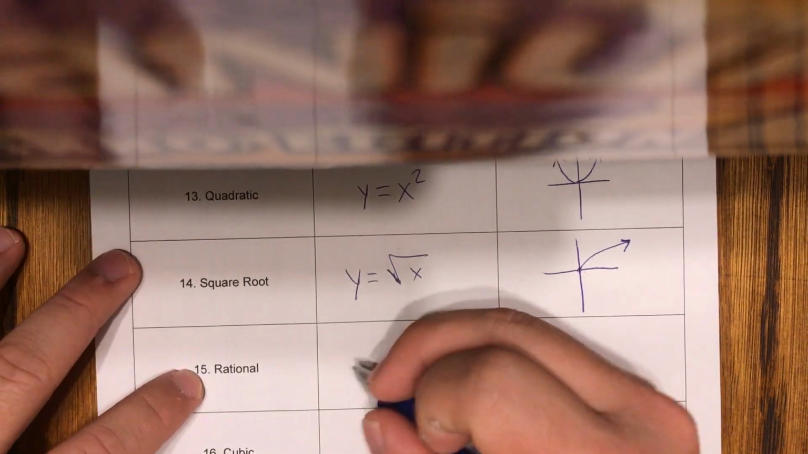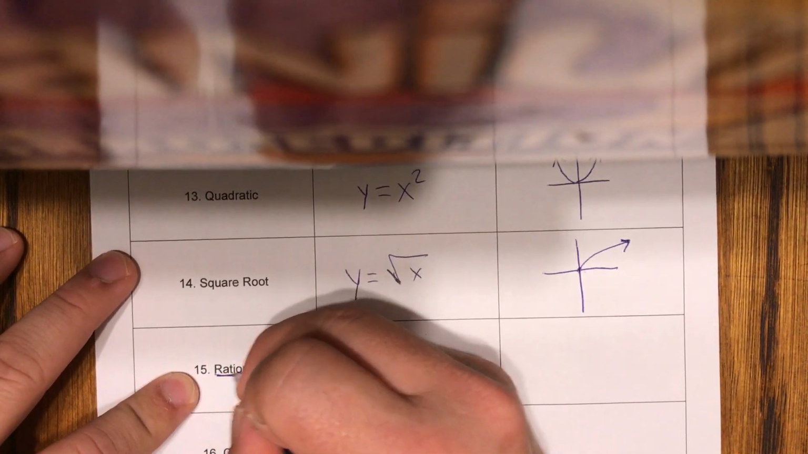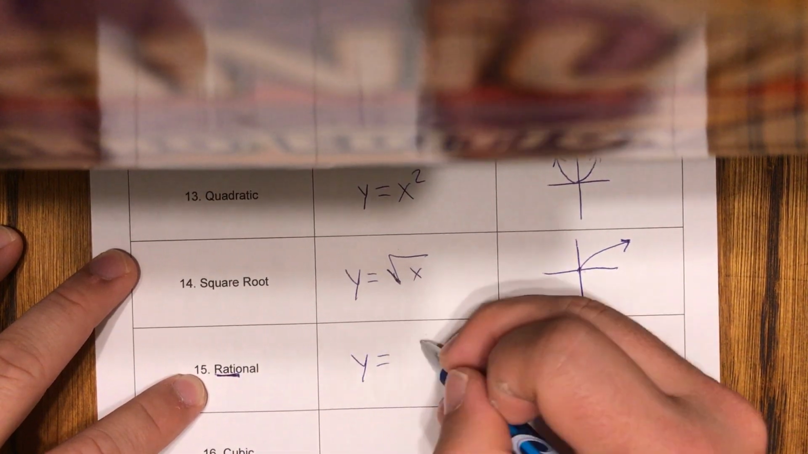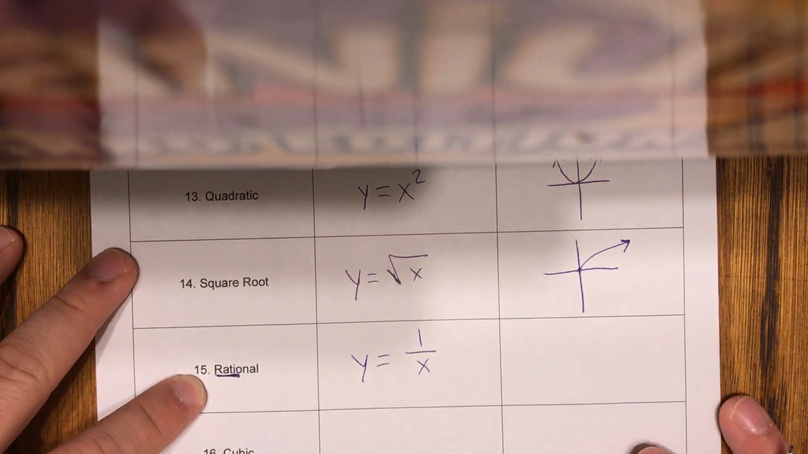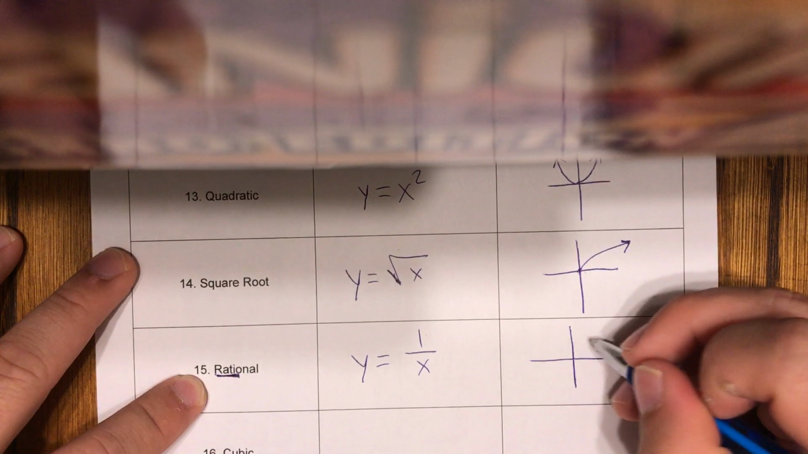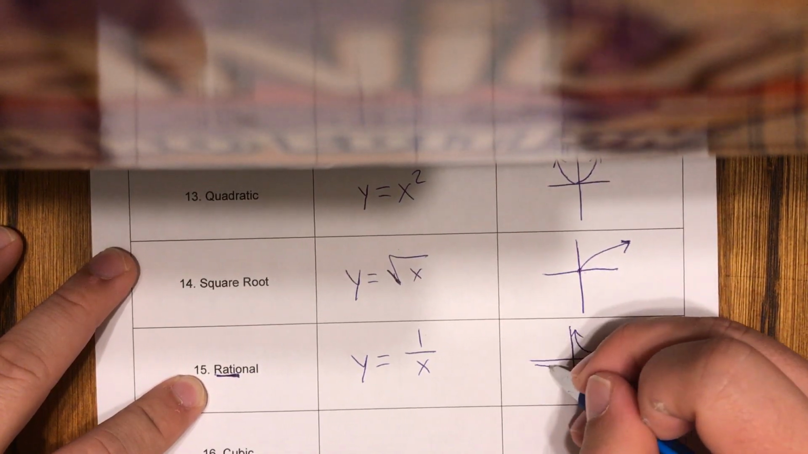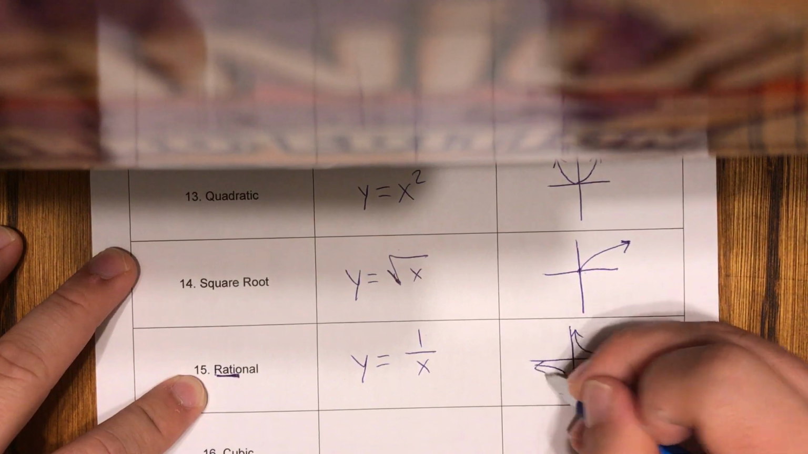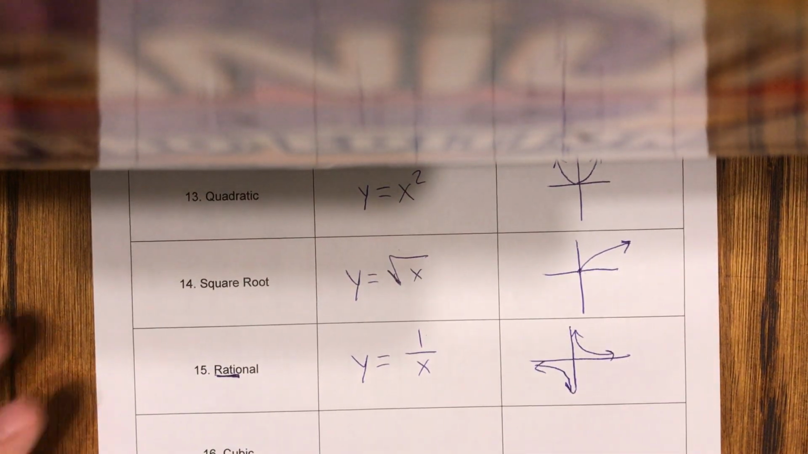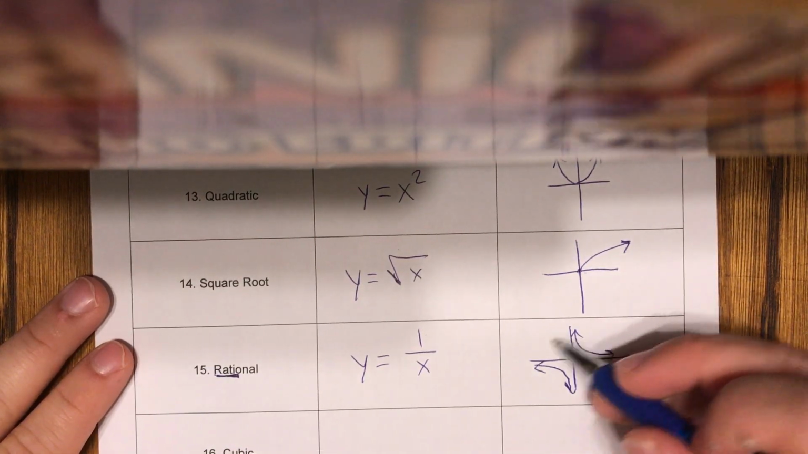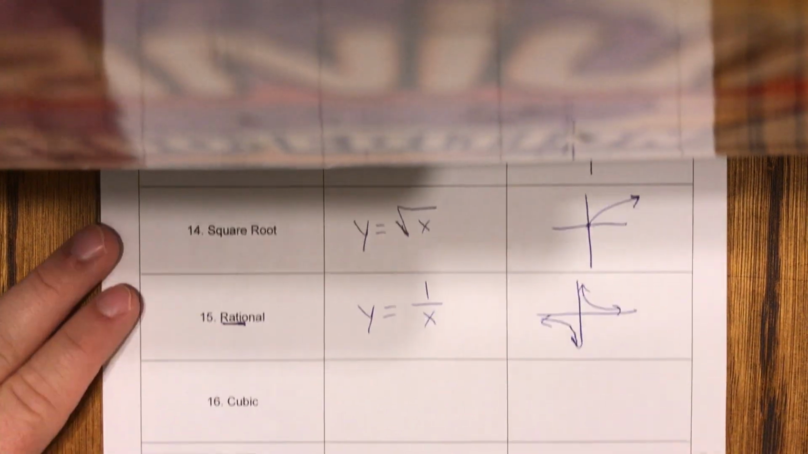Number 15, my rational. Think ratio. A ratio is a fraction, so it's going to be this fraction, 1 over x. And it's my funky looking graph that has the little parabolas in quadrants 1 and 3. And so it includes everything except for the x and y axis.